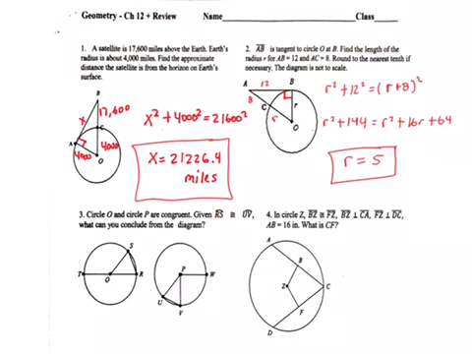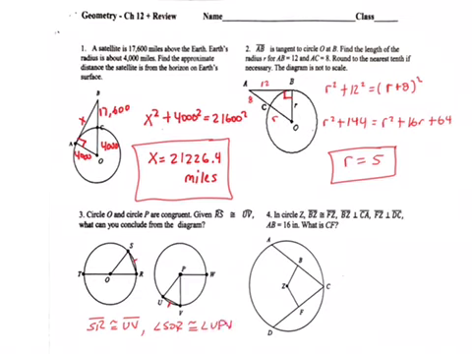Question 3, circle O and circle P are congruent. They're telling you that arc RS is congruent to arc UV. And so what else can we know from this? Well, one of the things we'll know is that chord RS is congruent to chord UV. We would also know that the central angles that make them, so angle SOR, should be congruent to angle UPV.